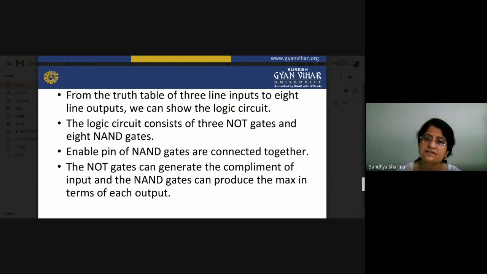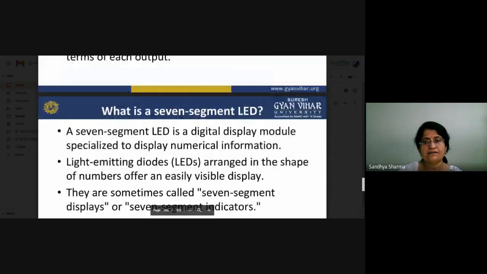So what will happen? The logic circuit consists of NOT gates and NAND gate combinations. By using the NOT gates and NAND gates, first of all the enable pins of the NAND gates are connected together. After enabling, the NOT gates generate the complement of the input, and the NAND gates produce the min term for each output. So that is basically the circuit diagram which we can see here.